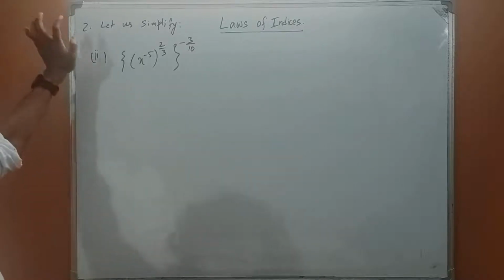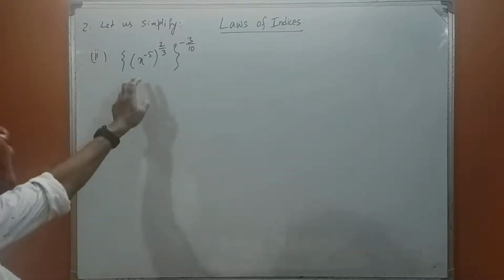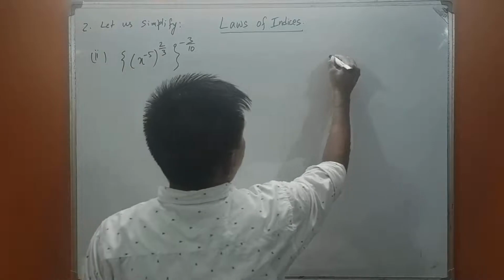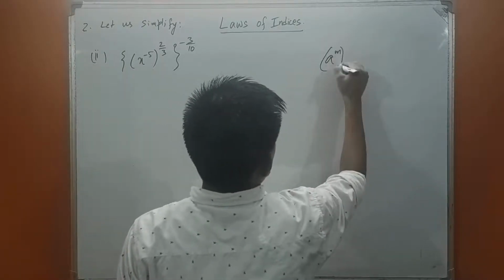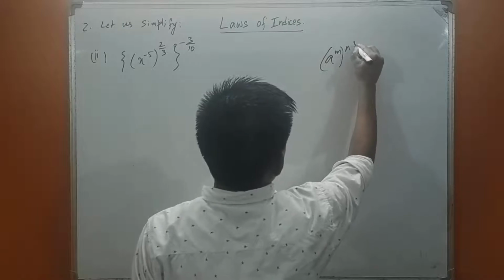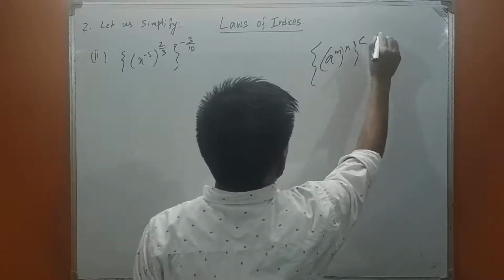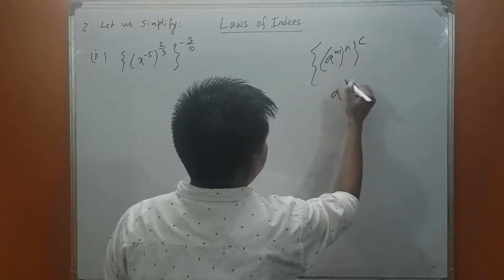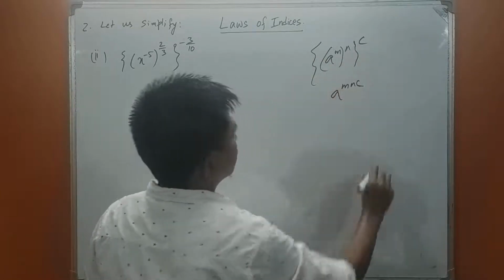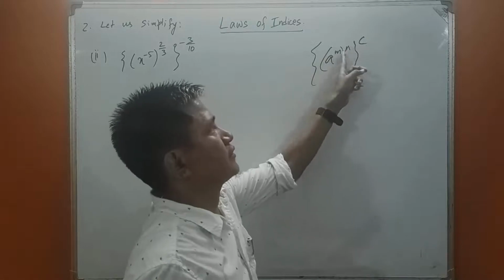Number 2 of 2. Okay. This is very, very simple. If a to the power m whole to the power n whole to the power, suppose c, then what happens is a to the power m into n into c, m n c, okay, power just multiplies, okay.